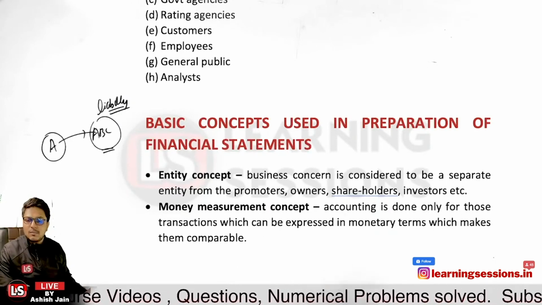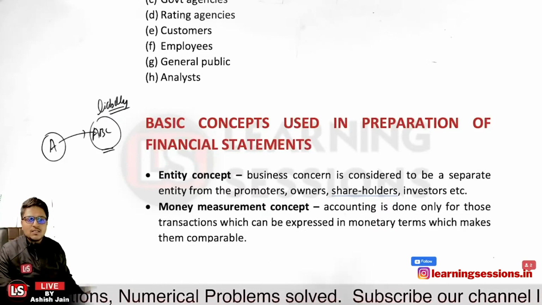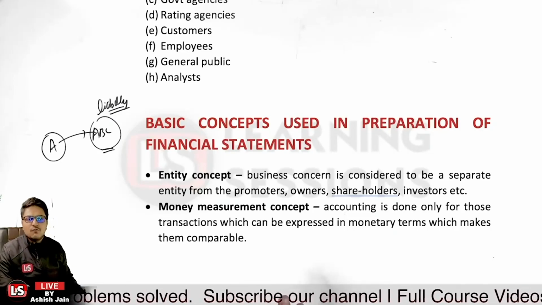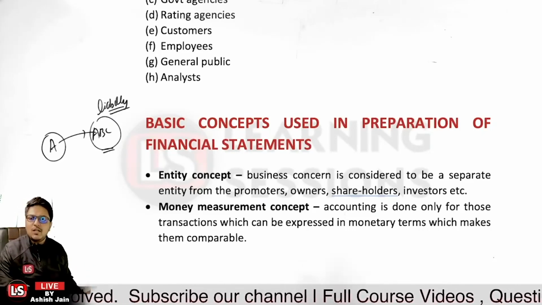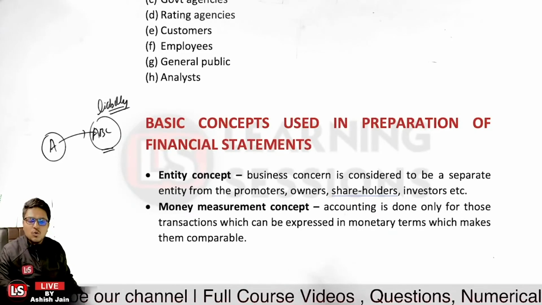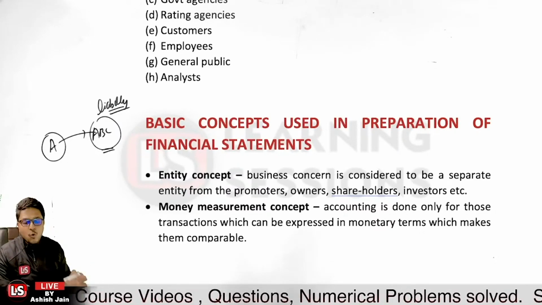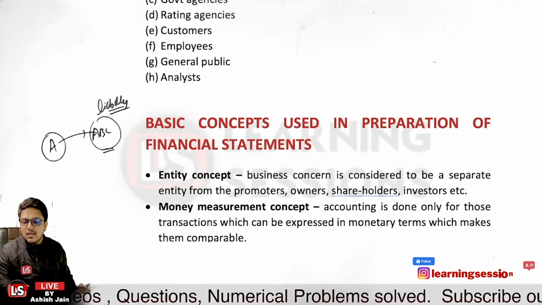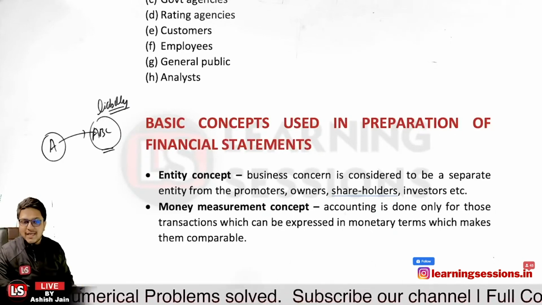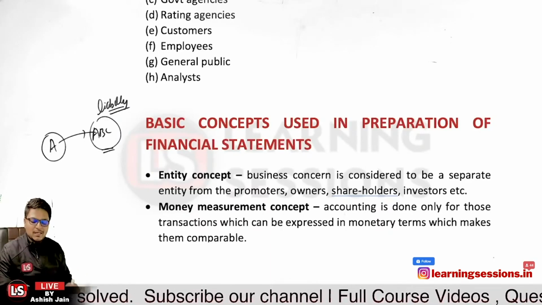The second concept that is used in the preparation of the financial statements, that is the money measurement concept, that is related to accounting is done only for those transactions which can be expressed in monetary terms. Only those transactions can be basically taken in the accounting. So if you cannot measure anything in money, those transactions will not be acceptable in the accounting itself, because those will not be comparable. If you have measured the assets or liabilities in terms of monetary funds, in that case you can compare them. That is the second concept.